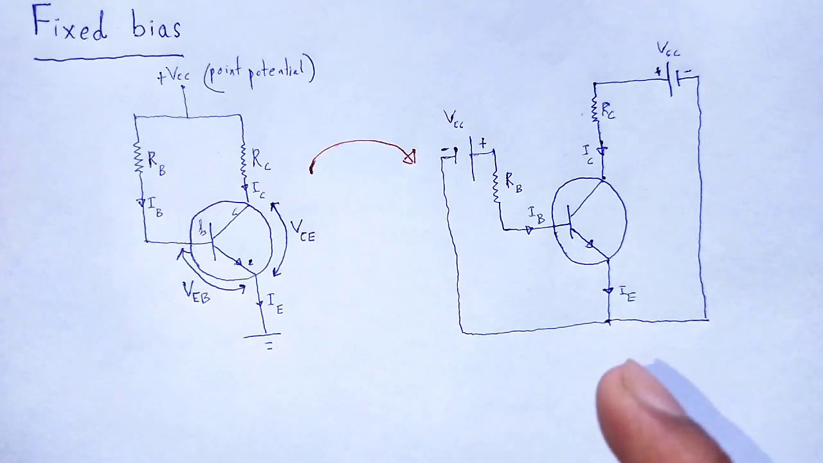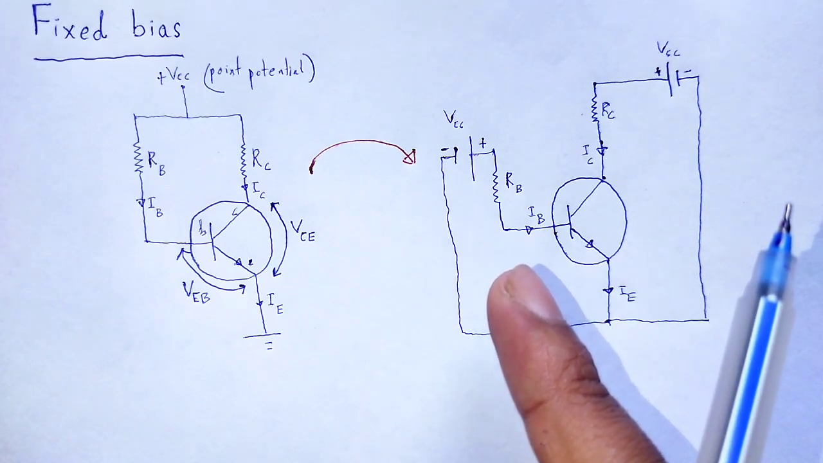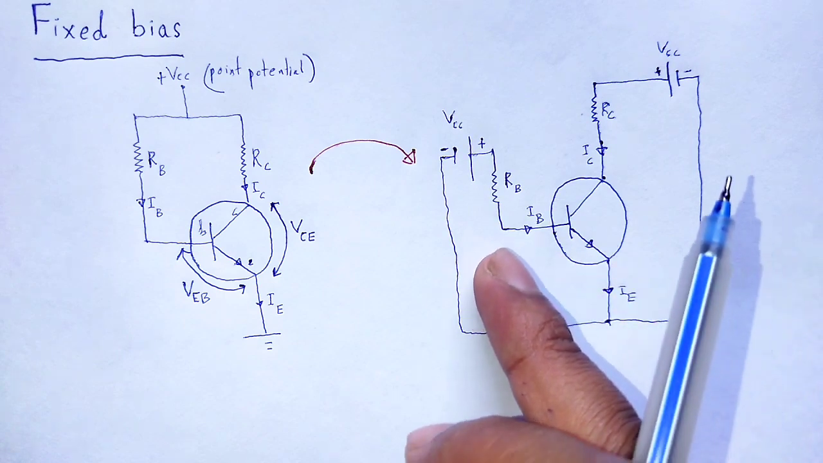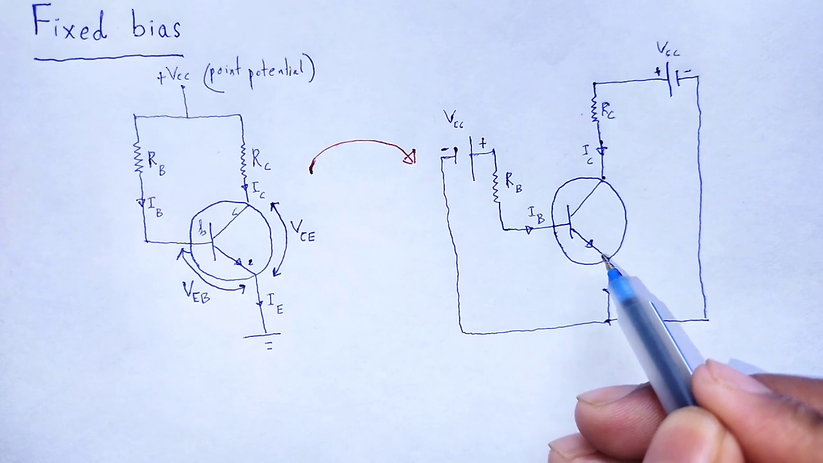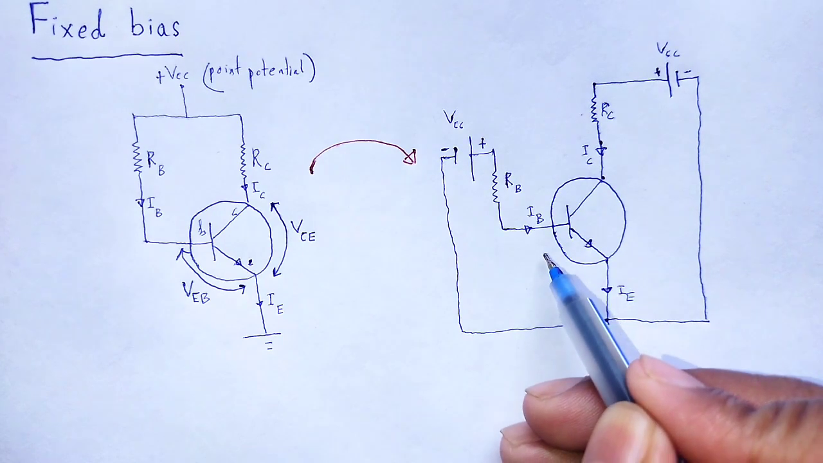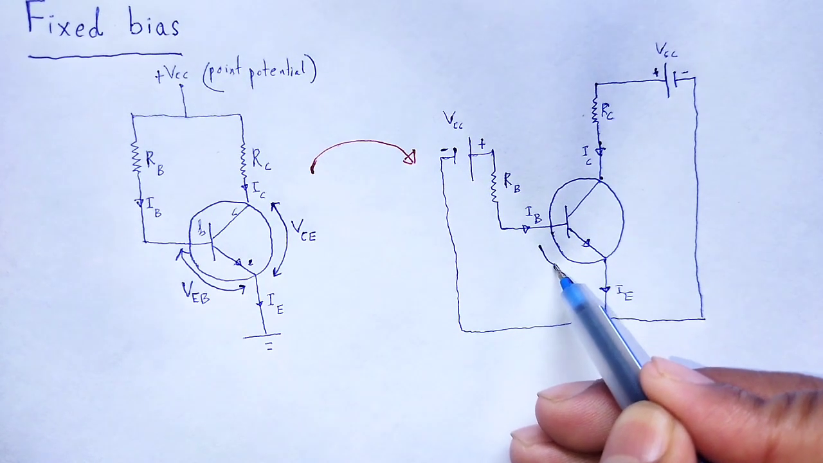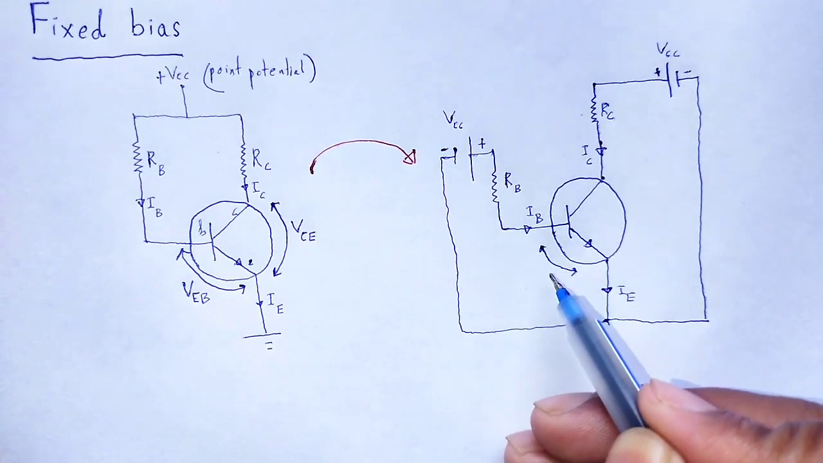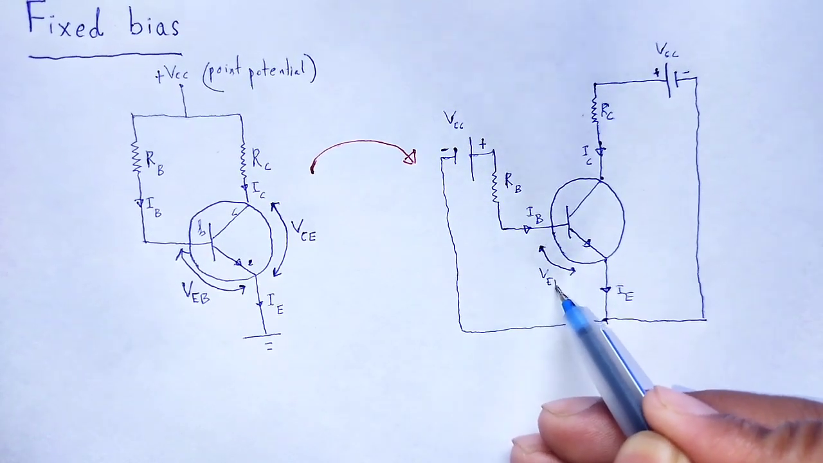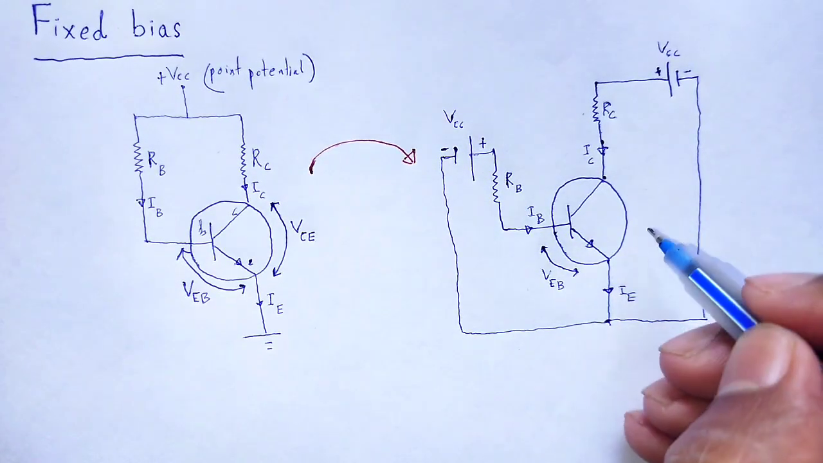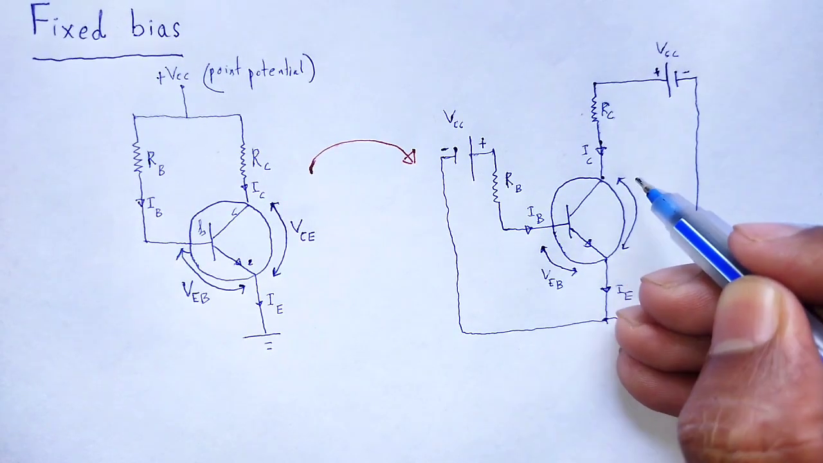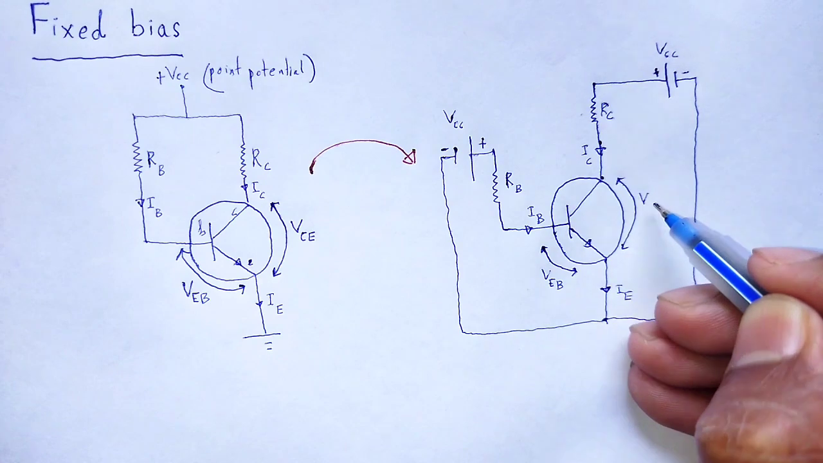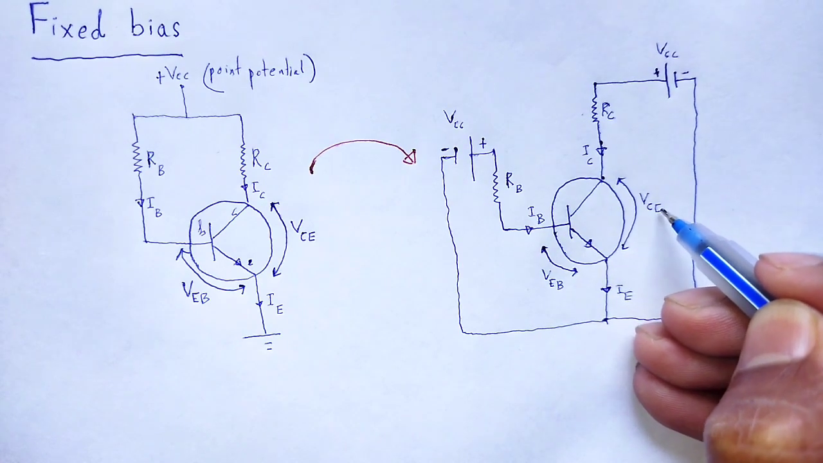We can apply Kirchhoff's voltage law in the input, that input is the emitter base junction. Here it will be the potential VEB, and the output at the collector emitter junction, collector emitter junction VCE.